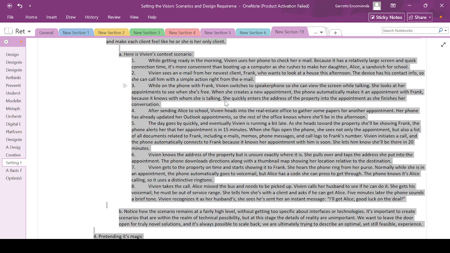She hears the phone ring from her purse. Normally, while she is in an appointment, the phone automatically goes to voicemail. But Alice has a code she can press to get through. The phone knows it's Alice calling, so it uses a distinctive ringtone. Vivian takes the call. Alice missed the bus and needs to be picked up.